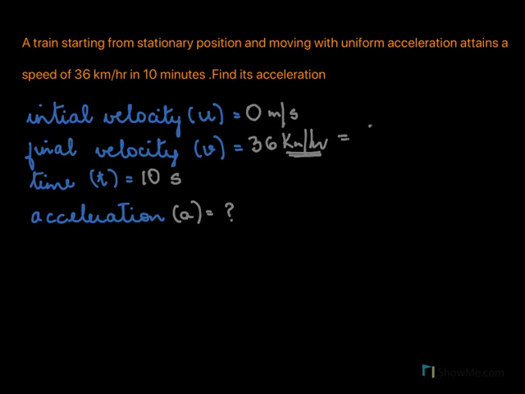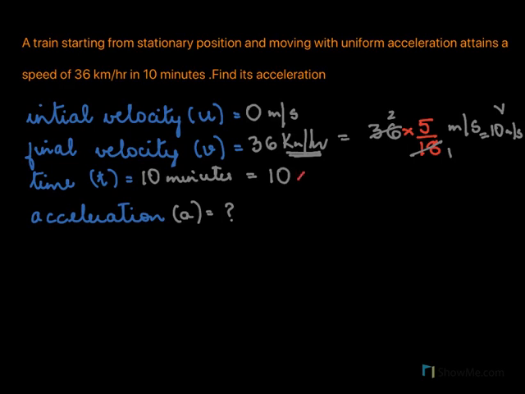Now to change kilometer per hour into meter per second, that's a rule: we have to multiply it by 5 by 18. When you multiply by 5 by 18, it becomes meter per second. And when you reduce it, this is now 10 meter per second. So our v is 10 meter per second. Here also our time is given in minutes. We can't work in minutes, we need to work in seconds. So when we convert, it will be 10 into 60, so that would be 600 seconds.